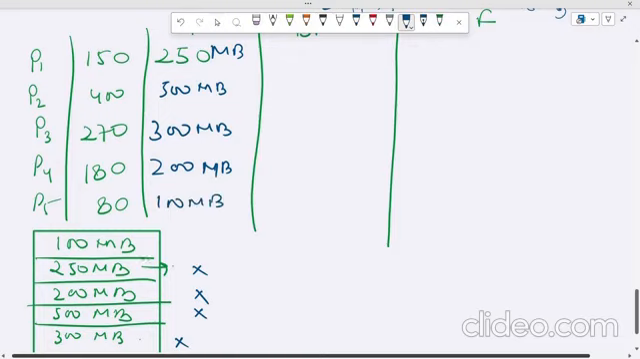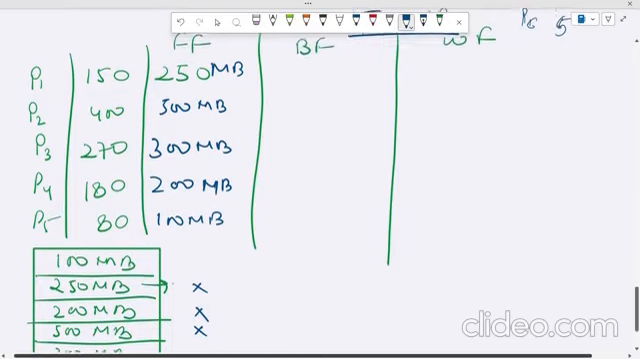What is internal fragmentation? It means the wastage of extra space. 100 is the main memory size. The process needs 80, which means 20 MB is wastage. 20 MB is the internal fragmentation. Okay, now this is called first fit.